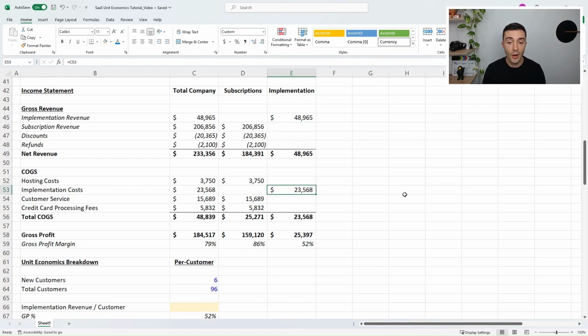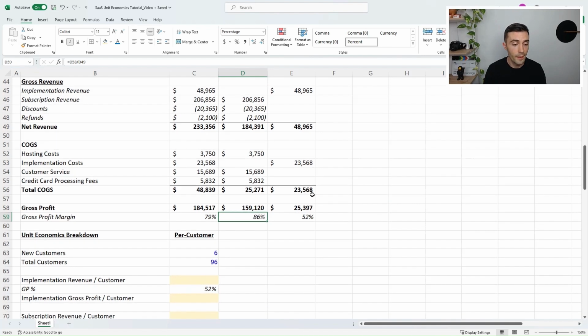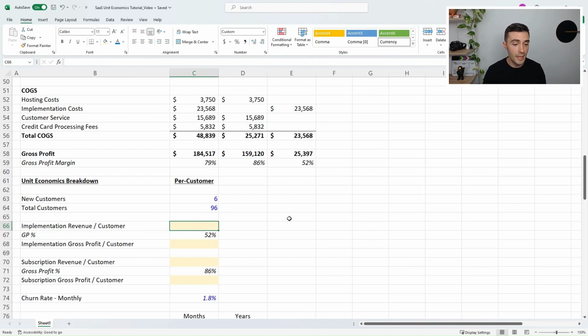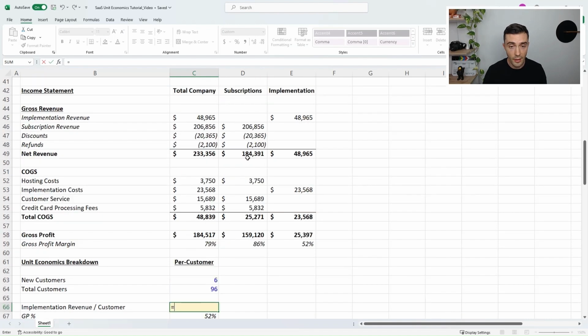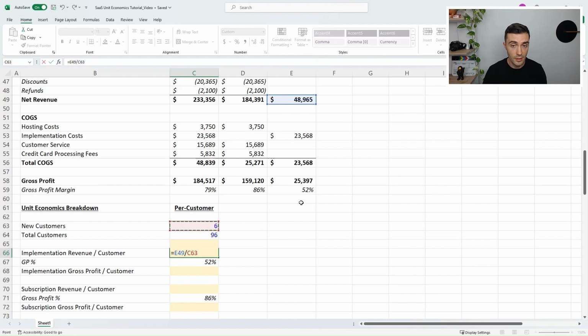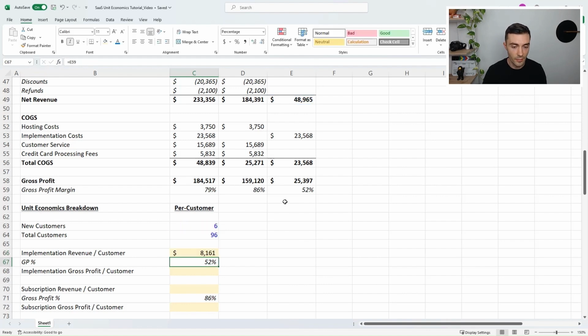We're saying that we paid our internal staff $23,568 to do the implementation. So the margin on that revenue is about 52%. Okay. And you'll see below why we needed to break this apart to get to the bottom of our customer lifetime value. So first off, I want to understand what is our implementation revenue per customer. So here we had $48,000 divided by the 6 customers that represented that implementation revenue.